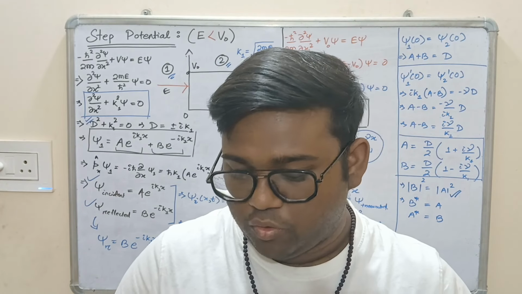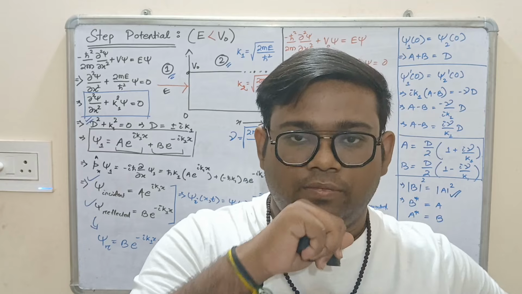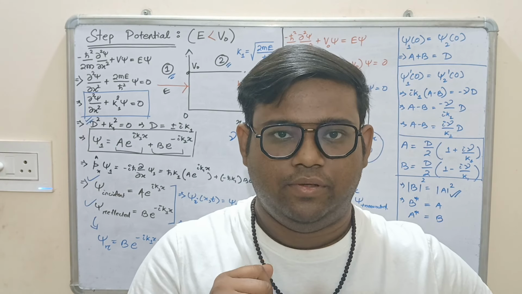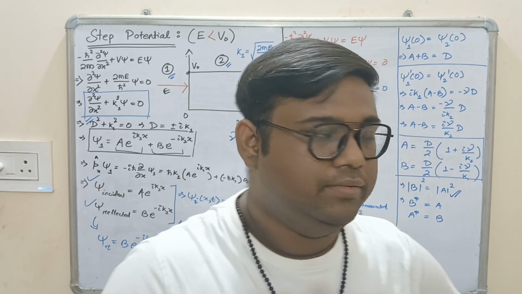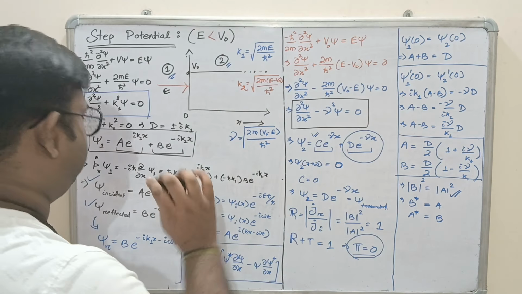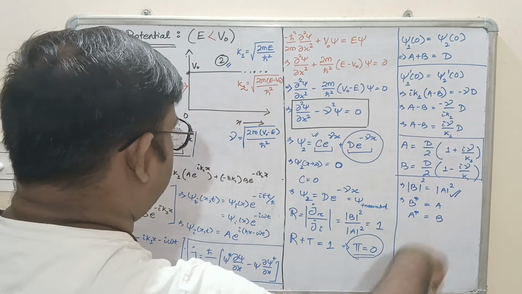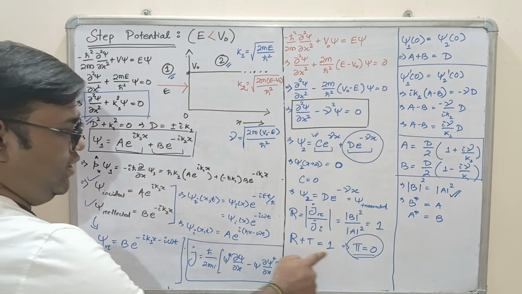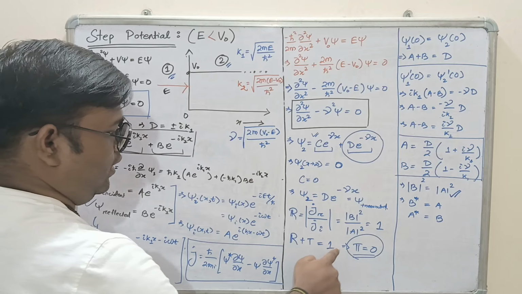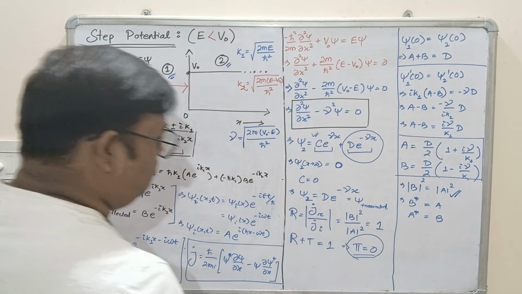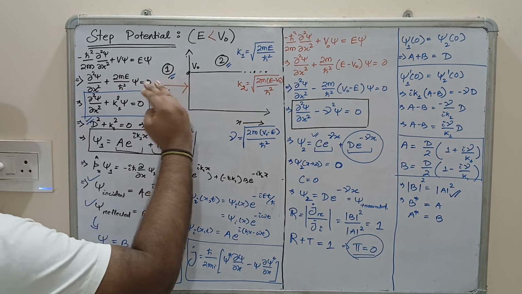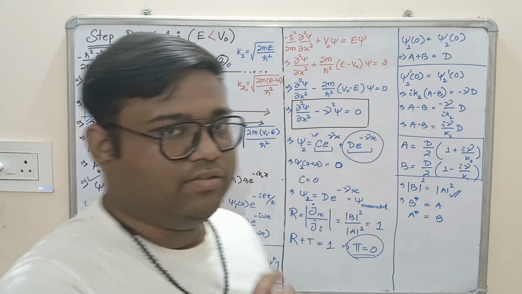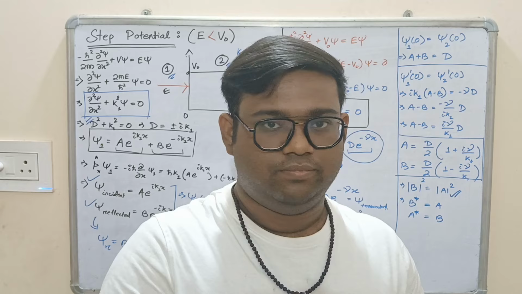Now we are going to do something called analysis of the probability density. You understand all of this? Here R plus T equal to 1, T equal to 0 and R equal to 1. It means the entire wave which is coming in here will be reflected. It should not transmit. That's the point.